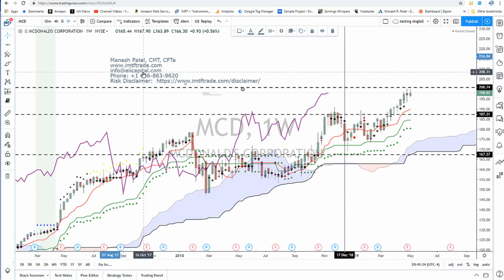Also, I've given you 2 different ways you could take the free scanner at IMTF Trade and find high probability bullish setups very easily for any market out there. We did it for the US stock market, but you could do it for currencies. You could do it for futures. You could do it for Australian stocks, China stocks, European stocks, and so forth.